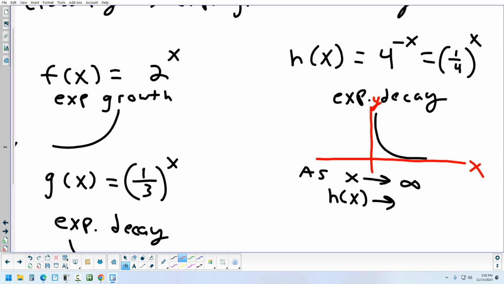So what happens to the graph as you approach infinity? It approaches something, but it doesn't reach it. Yeah, 0. It's approaching 0.